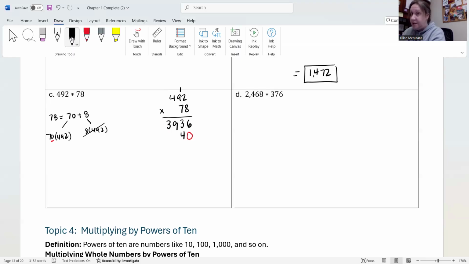7 times 9 is 63. And then I have to add the one I carried, which is 64. So I keep a 4. I carry a 6. And then 7 times 4, excuse me, 7 times 4 is 28. And then I want to add 6, which makes it 34. And because it's my last product for this row, I can write out the full 34.